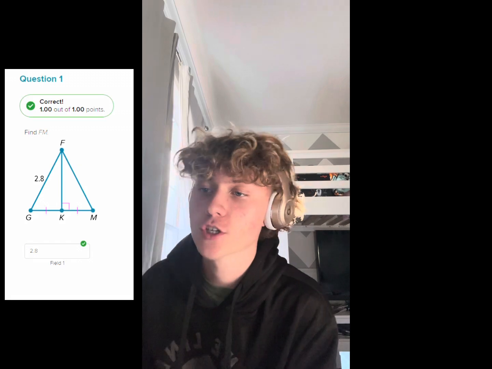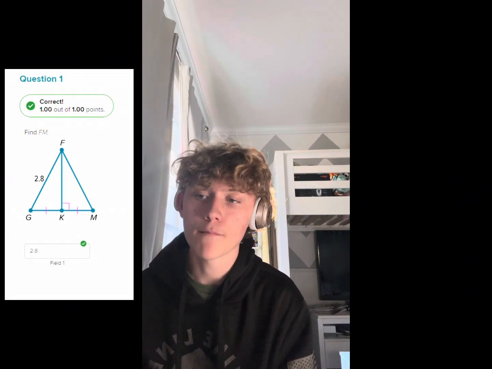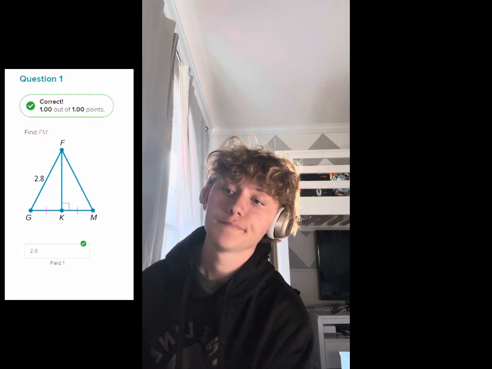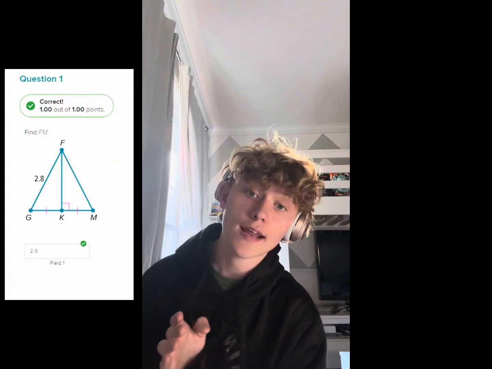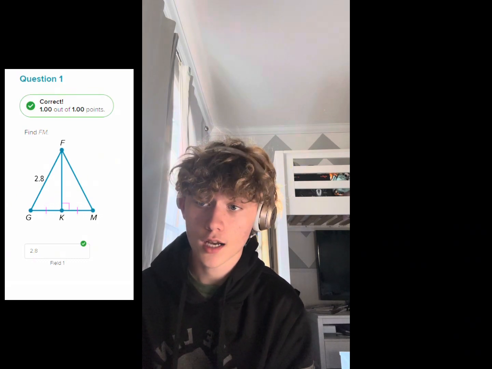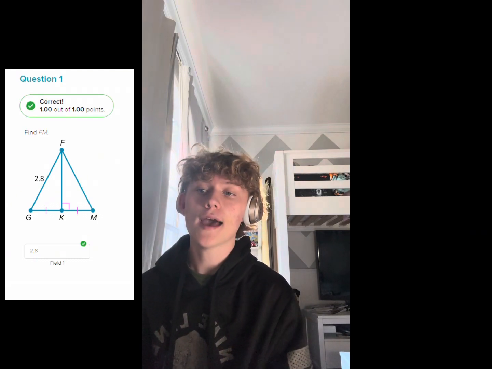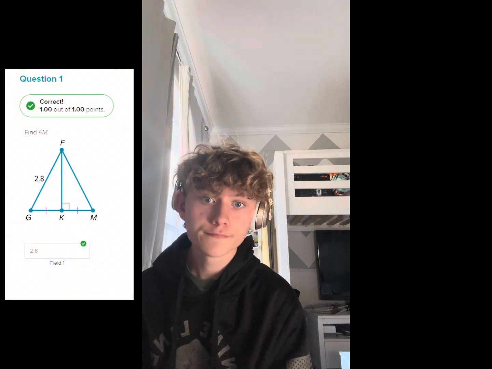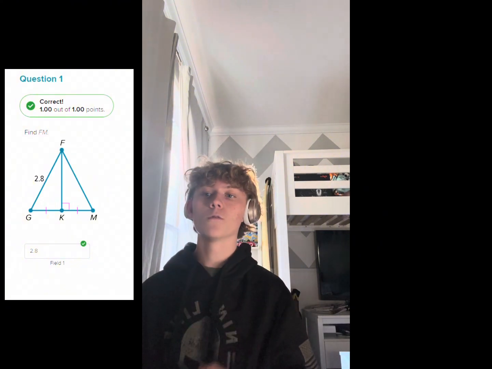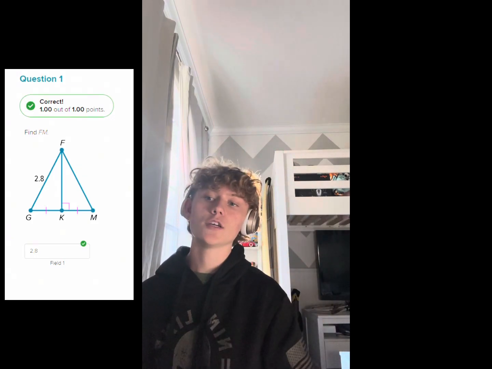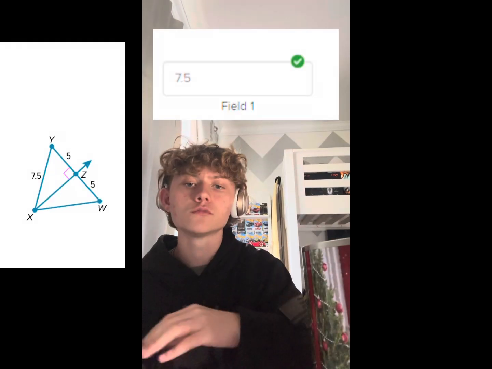So on this first one, question 1, it's find FM. Because the hypotenuse of GKF is 2.8 and GK equals KM, and there is a right angle, because of the right angle and those being equal, the hypotenuse of FKM equals 2.8.